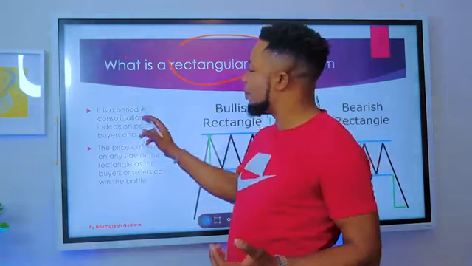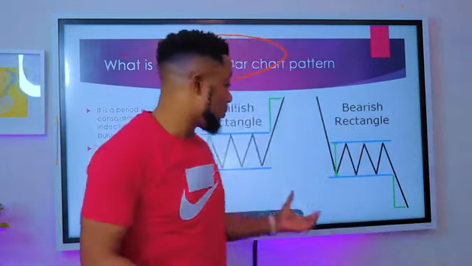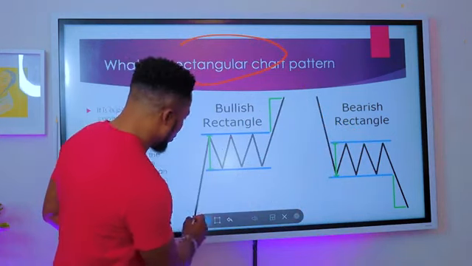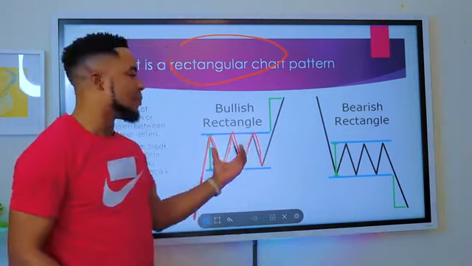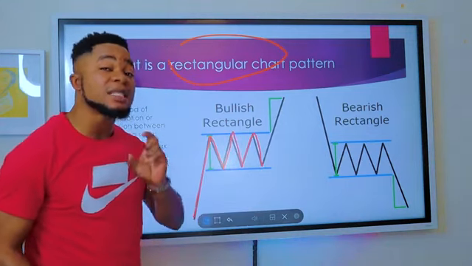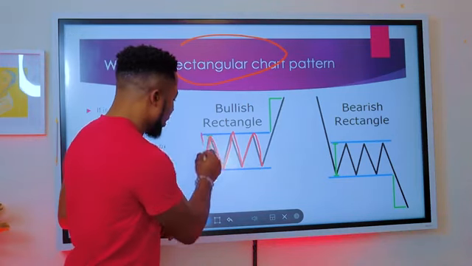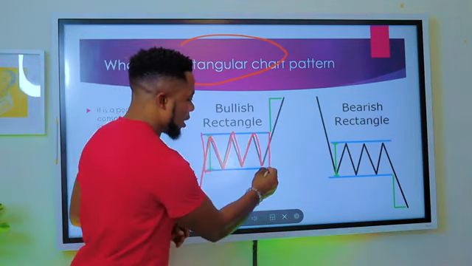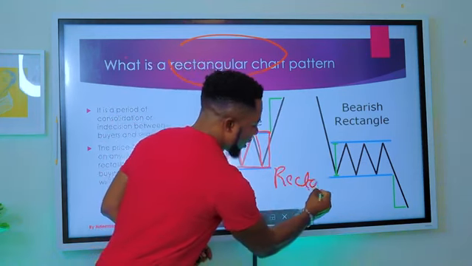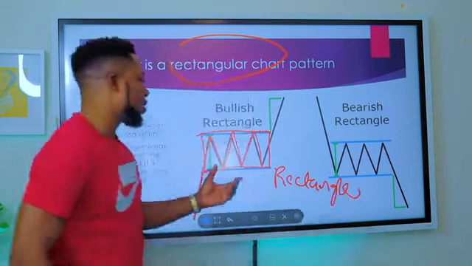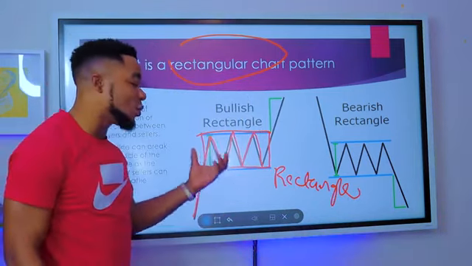They say it is a period of consolidation or indecision between buyers and sellers. This is an example of a rectangular pattern. You see the market going up, then all of a sudden it starts bouncing, it starts hitting the same levels, the same zones, all right? If I connect this zone here and this zone here, what does it form? It forms a rectangle. That is why it is called a rectangular price pattern or a rectangular chart pattern.